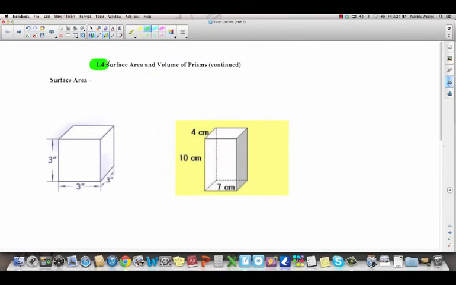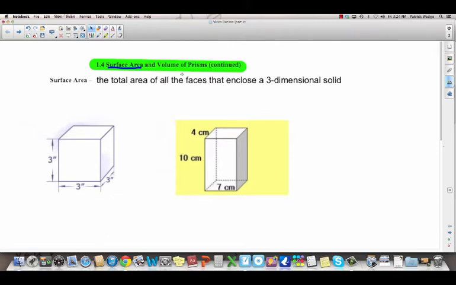Alright, today we will finish off section 1.4, which is on surface area and volume of prisms. Today what we're going to do is the dreaded surface area. So what is surface area? Surface area is the total area of all the faces that enclose a three-dimensional solid. Again, it has to be three-dimensional. The units for surface area are square units: millimeters squared, centimeters squared, meters squared, etc.